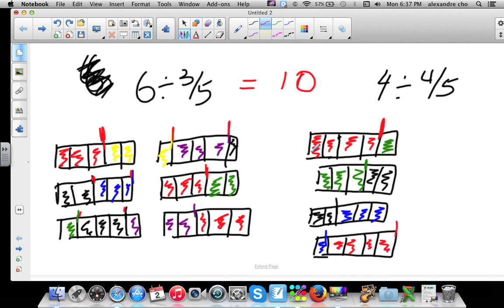So let's see how many pieces we're able to make. We're able to make one here. The red. Another one was the greens, so that's 2. Another one was the blacks, so that's 3. Another one was the blues, so that's 4. And another one was the reds, so that's 5. So 4 divided by 4/5 fits 5 times.